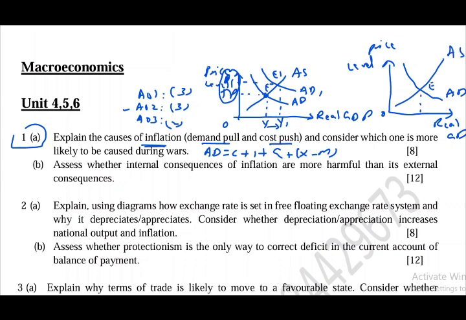AD and AS meet each other at E, where real GDP is Y and price level is P. Due to a decrease in aggregate supply, the curve will shift to the left from AS to AS1. Equilibrium will move to E1, GDP will fall to Y1, and price level will increase to P1. Now price has increased because of lower aggregate supply or higher cost of production, and this is cost push inflation.